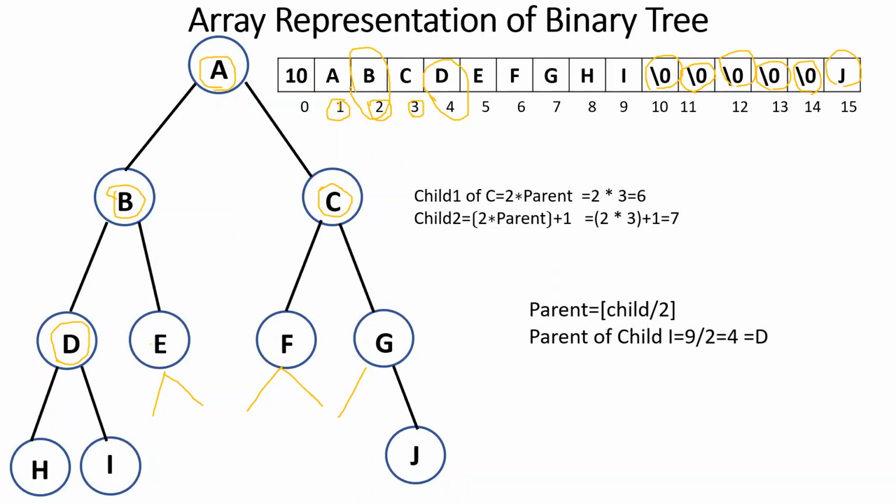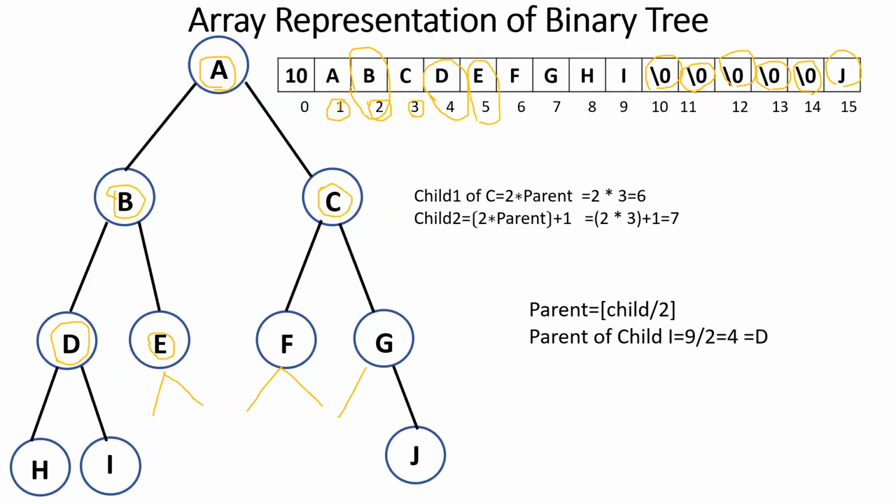Now, right child E. From the tree we can understand that E is the right child of node B. So in order to get the index number of E in the one-dimensional array, which is the right child, we have to use the formula 2 into index of the parent plus 1. What is the index of the parent? The index of the parent is 2, right? So 2 into 2 plus 1, that is 5. So the right child, which is E, is stored at index number 5.